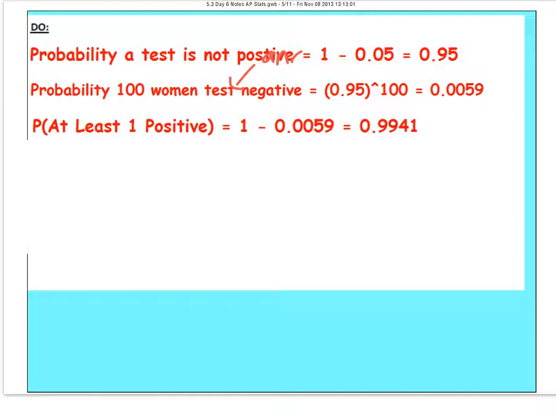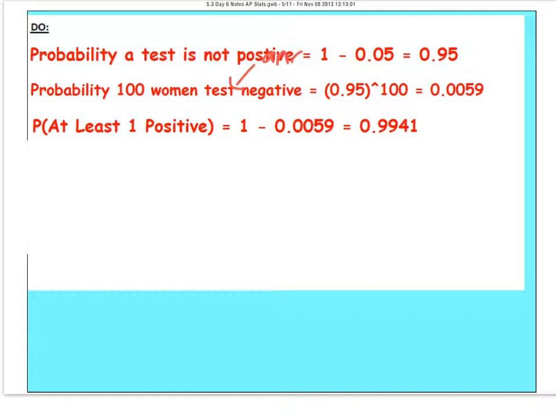So what I can do there, at least 1 is positive, is 1 minus that value. So the probability at least one test is positive out of 100 women is 99.41%. Now, I will tell you, students tend to have trouble with questions that say, what's the probability at least one of these happens? You want to star this example. This is exactly how you want to do them. It's the easiest way to do it.